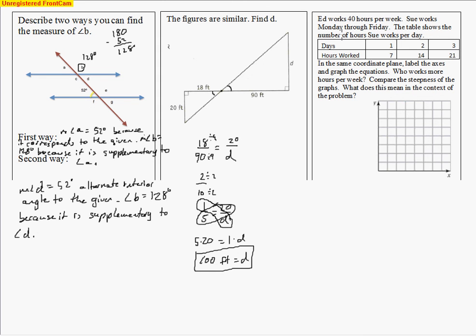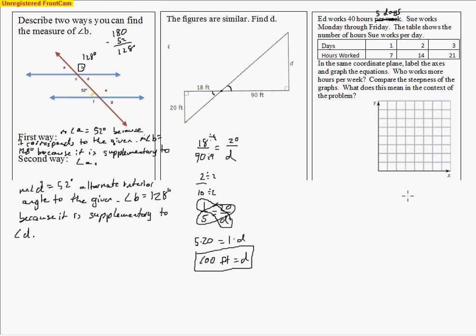So the last one says Ed works 40 hours per week. And on this one, I'm going to change this to the work week is 5 days. So 40 hours in 5 days, we'll say. Sue works Monday through Friday because that's 5 days. And the table is shown. So it doesn't give us all of her data. So what they want us to do is in the same coordinate axes, label and graph the equations, and then we're going to graph the two and see who works more per week, and the week is the 5 days.